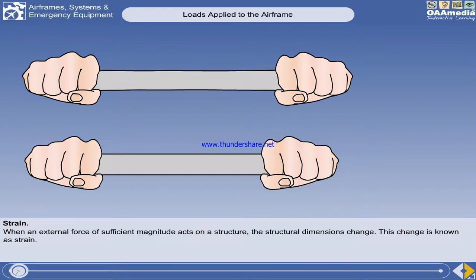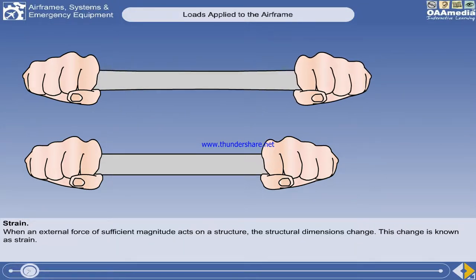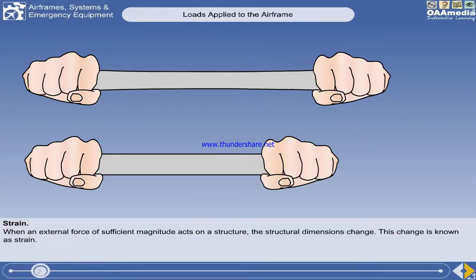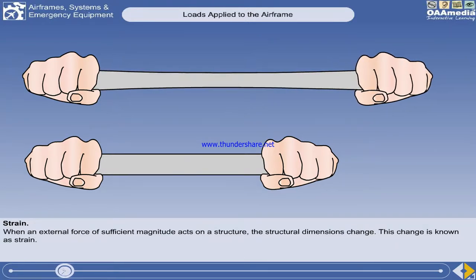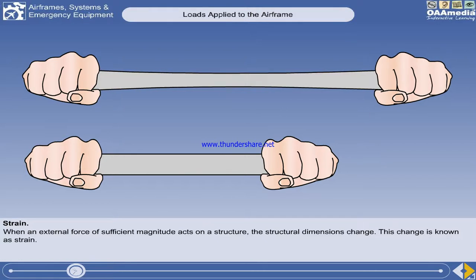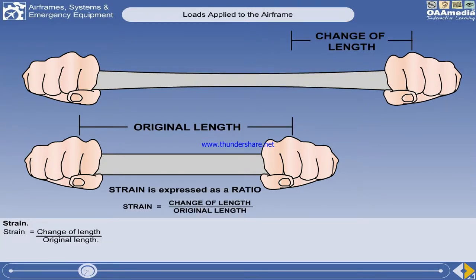When an external force of sufficient magnitude acts on a structure, the structural dimensions change. This change is known as strain. Strain is measured as a ratio of the change in a material's length to its original length, and is a measure of the deformation of any loaded structure.